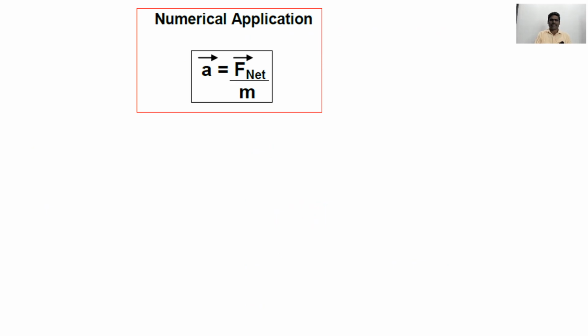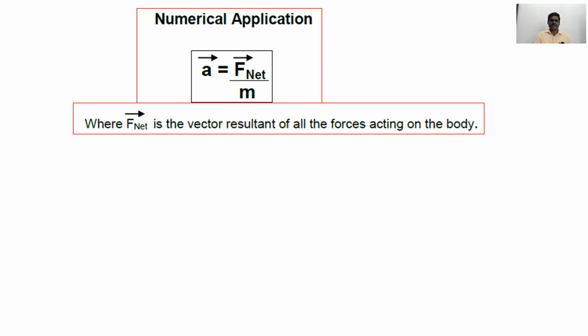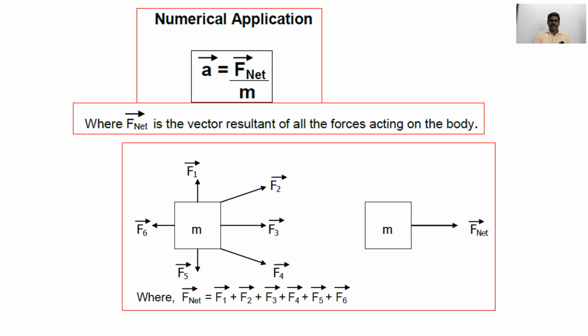Numerical application. Acceleration a equals net force per unit mass, that is a equals F net by m. Here F net is the vector resultant of all the forces acting on the body, and there are different forces, that is F1, F2, F3, F4, F5, F6, a number of forces on a mass m. The net force equals the vector addition of all the forces. F net equals F1 plus F2 plus F3 plus F4 plus F5 plus F6.